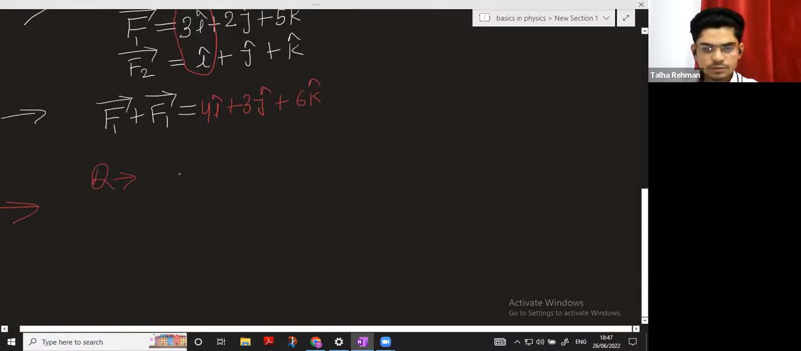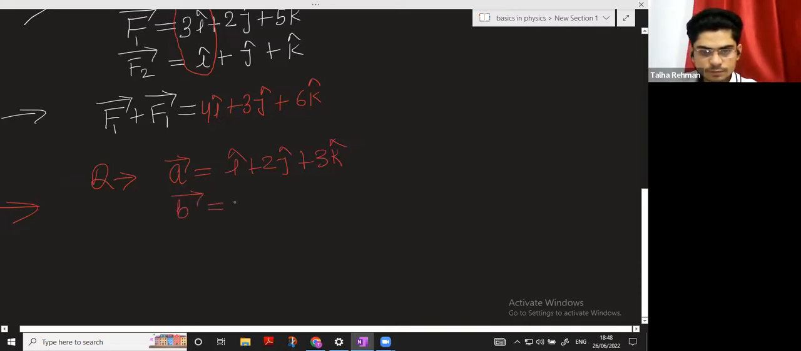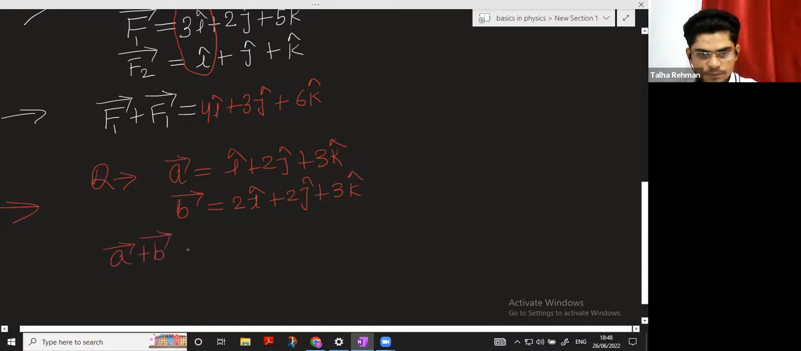Again, I am taking a question. So a vector is given as I cap plus 2 j cap plus 3 k cap, and b vector is given as 2 I cap plus 2 j cap plus 3 k cap. And we have to find a plus b. So now please tell me, both of you, can you do this? This is similar to this question.